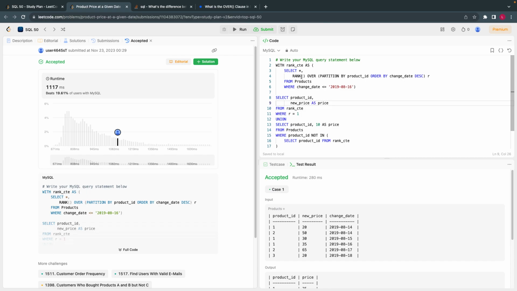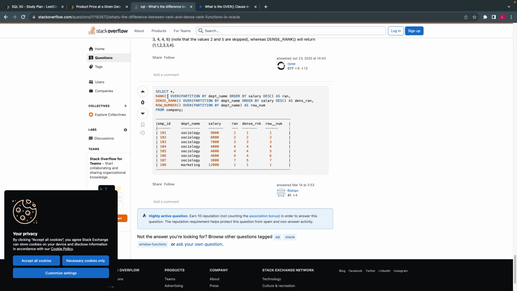Now let's understand what is rank and what is dense rank. Here I have a very good example. You have rank, dense rank, row number, different examples you can read about. For rank, if you see here, rank partition by department. You want to know the maximum salary, and you want to rank the salary by department. For this department, they want to rank the salaries. The maximum salary is ranked one, and so on and so forth. The difference comes here, rank versus dense rank.